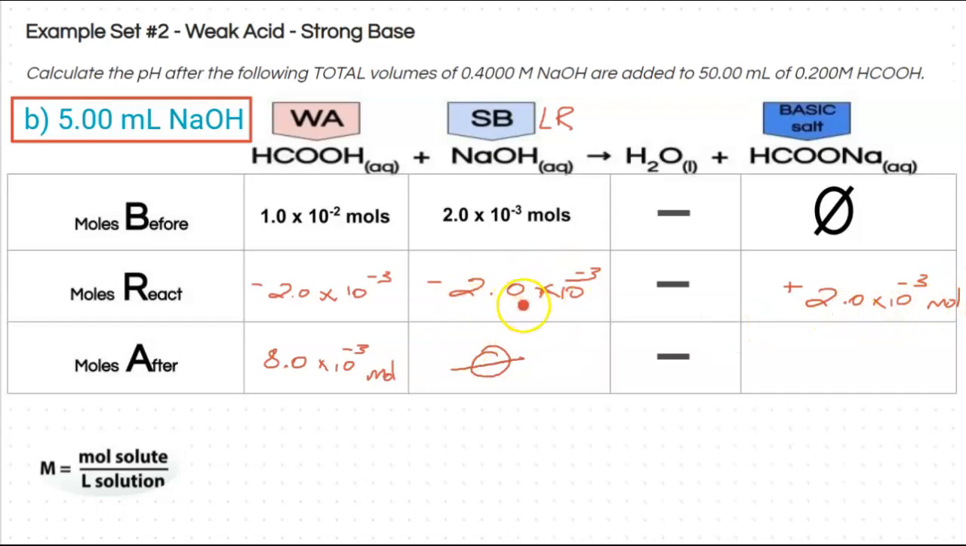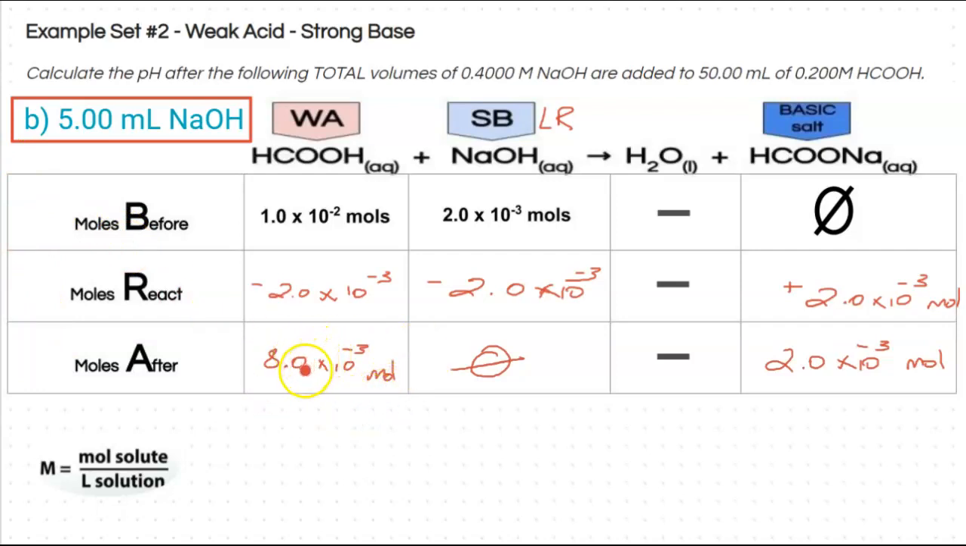This is essentially my X from the previous example. I know I'm losing this amount of my sodium hydroxide, and I'm going to form exactly the same amount of that salt. I used up the same amount of the acid, subtracted it to give me 8 times 10 to the negative 3rd. I will finish the reaction with 2 times 10 to the negative 3rd moles of my salt.